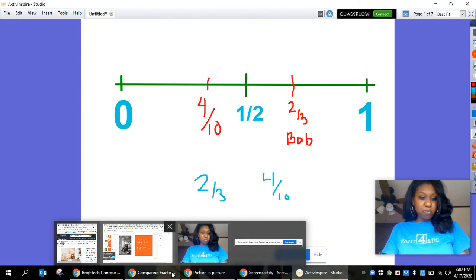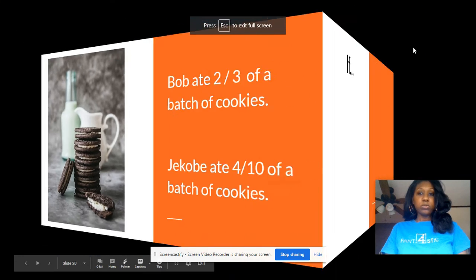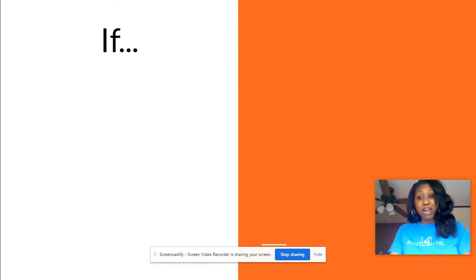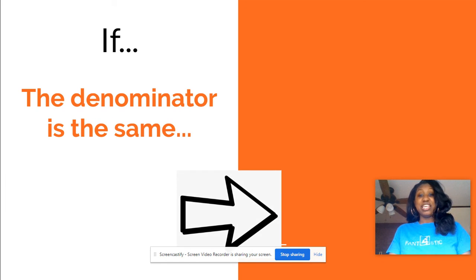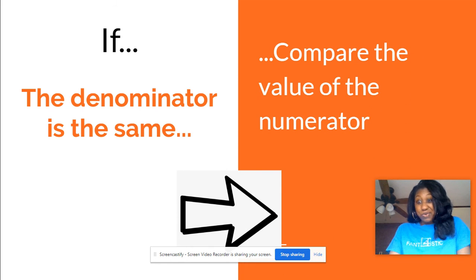And let me go back to our presentation. Here it is. We've got one more thing to discuss when we're thinking about comparing fractions before we do some practice together. What do we do if the denominator is the same? Here we go. You just compare the value of the numerator. This is the easiest one. I saved the easy one for last, right?